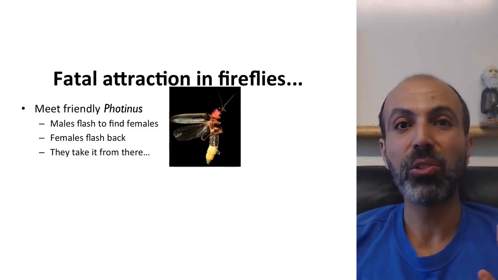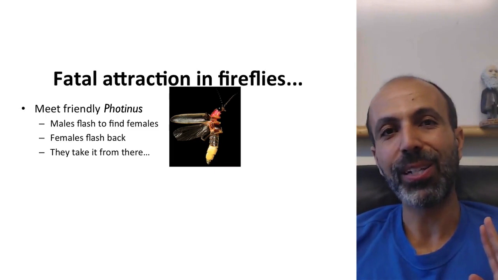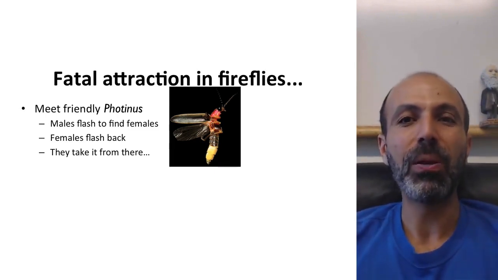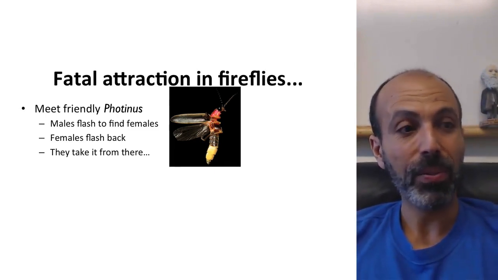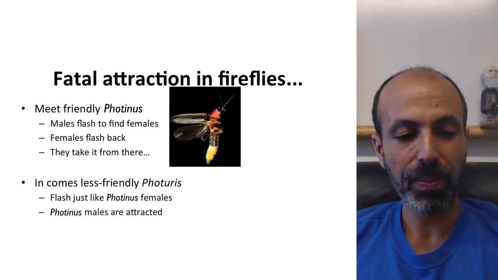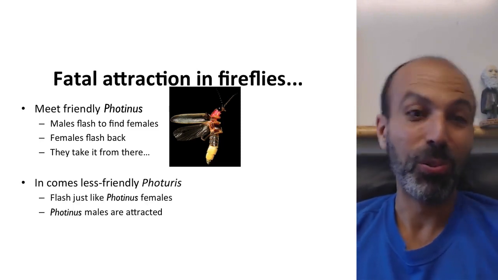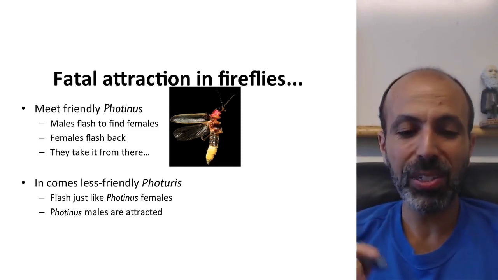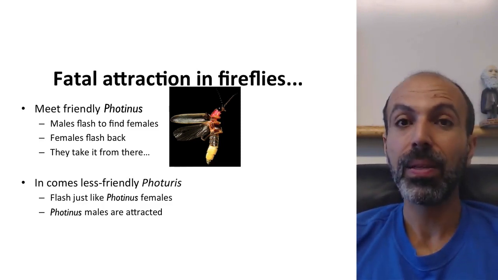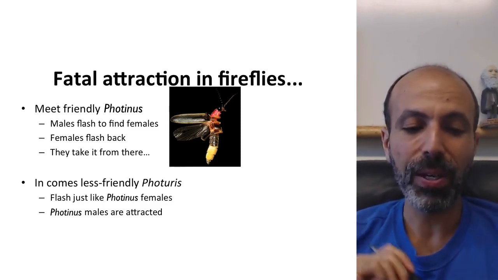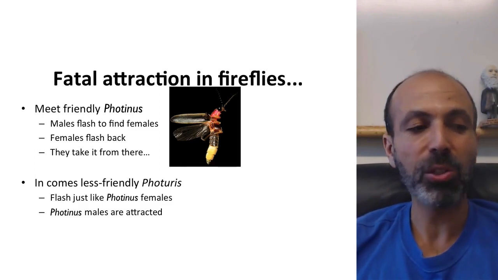The males flash to find females, the females flash back, and you can anticipate what happens after that. Well, there's another species that looks kind of similar. We'll call it less friendly Photurus. Well, it flashes just like Photinus females. Now, since it flashes like Photinus females, the Photinus males are actually attracted.